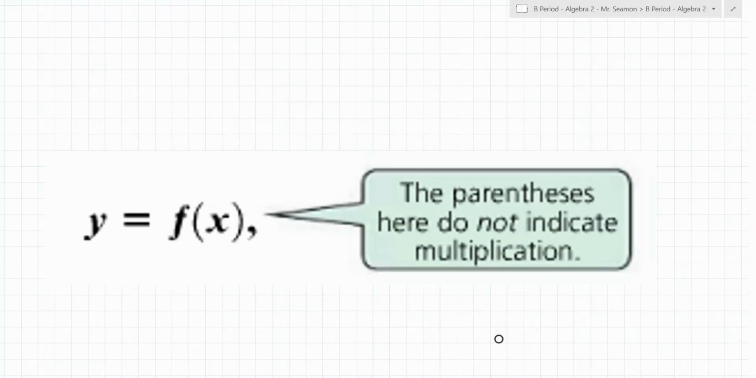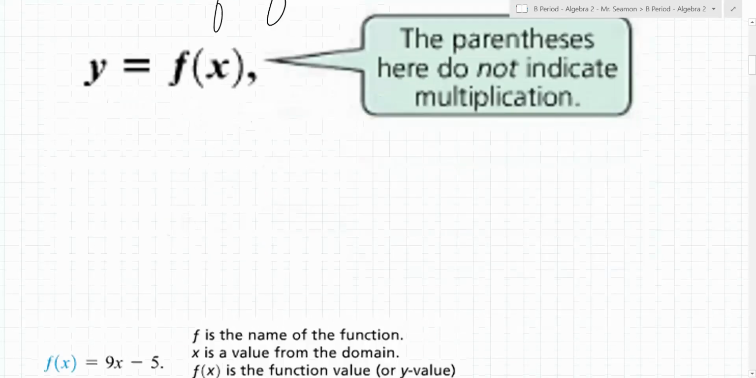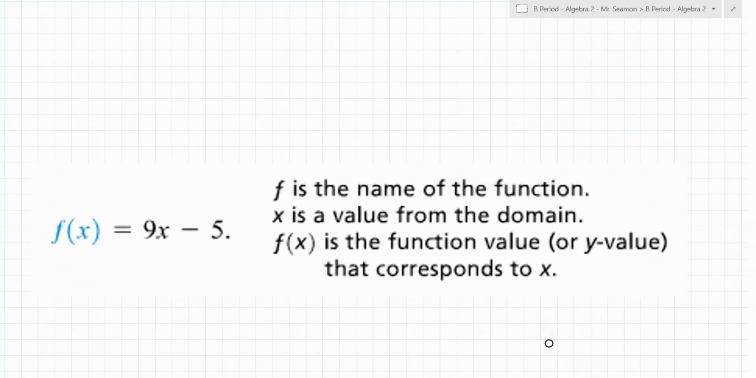Instead of saying y, we're going to say f of x. The first thing to really pay attention to here is that this does not mean multiplication. The way you say it is f of x. And what does it mean? It means f is the name of the function. This could be anything. We could call it Bob if we wanted to. Bob of x. But the most common name for a function is going to be f.